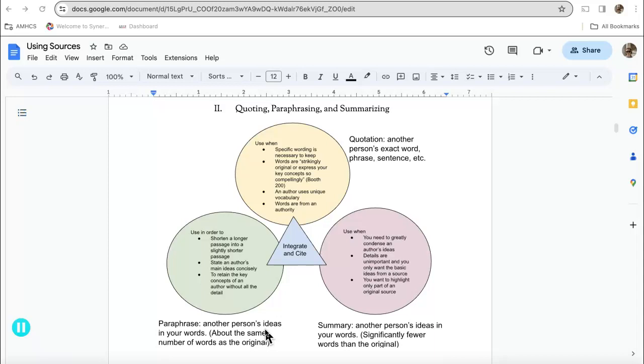When do you use each? You would use a paraphrase in order to shorten a longer passage into a slightly shorter passage. So say you want to write about a paragraph from an author's work, and you want to devote 3 or 4 sentences to it. Well, that would be considered a paraphrase. If you want to state an author's main ideas concisely, and to retain the key concepts of an author without all the detail.